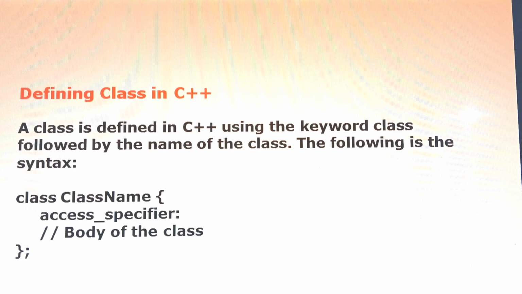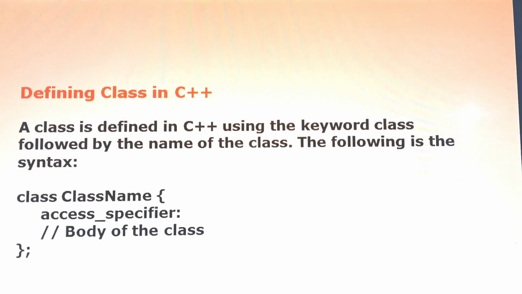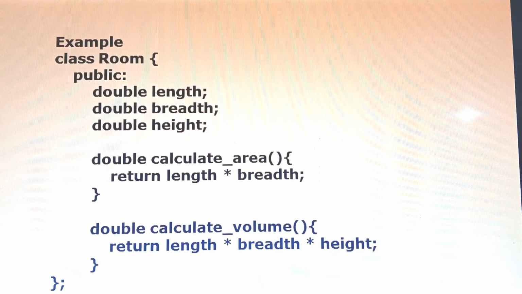It starts with the keyword class and the name of the class. Class teacher, class house, class car, anything we can give. Then between the braces we write the body of the class. Then the class should be terminated with a semicolon. That is the syntax, the common rule for writing a class. That is the example of a class.